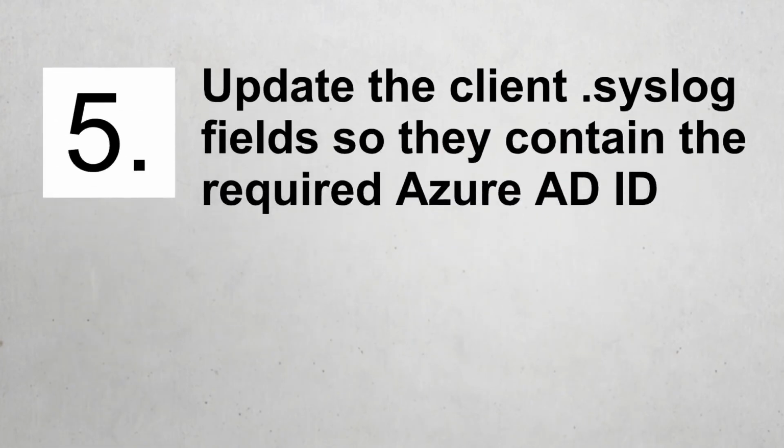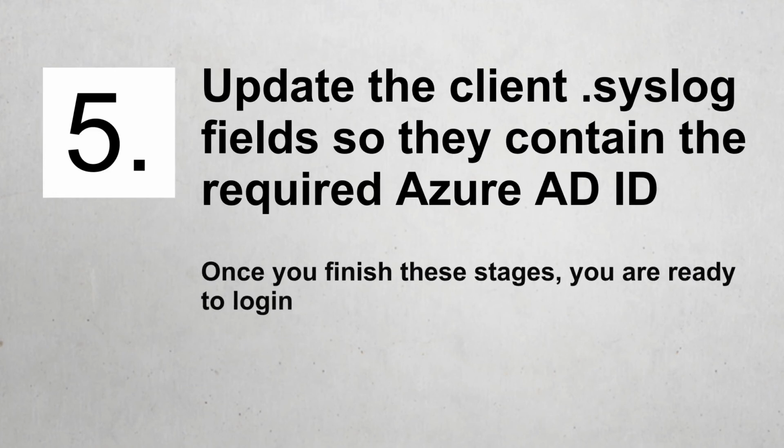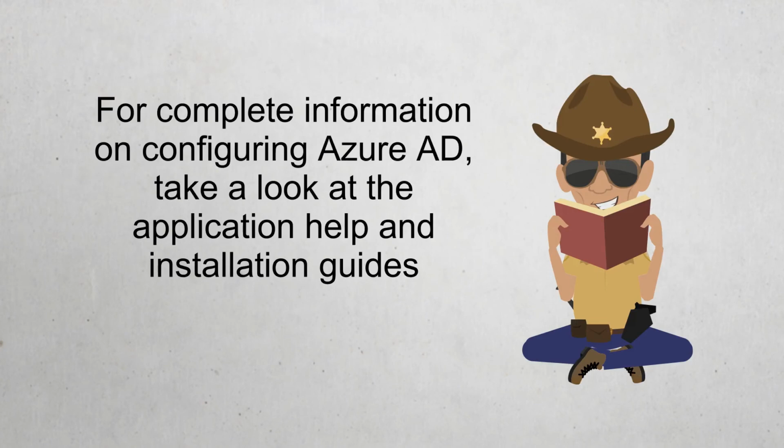In the 5th and last stage, update the client.syslog fields so they contain the required Azure AD ID. Once you finish these stages, you are ready to log in. For complete information on configuring Azure AD, take a look at the application help and installation guides.